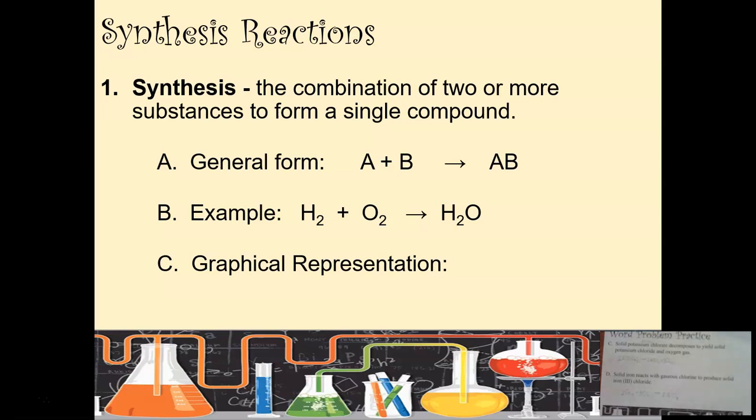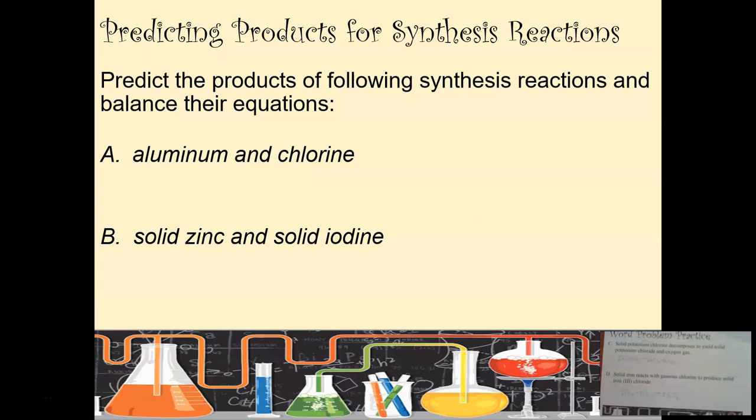It's a combination of 2 or more substances that forms a single compound. It usually looks like this. There will be some element plus some element, and there will always only be 1 product. Example here, hydrogen plus oxygen makes the 1 product of water. And you can draw anything you want to for that graphical representation. However, you can see in your mind 1 plus 1 equals 2. If you want to draw a graphical representation, go ahead and do that. We're going to predict the products of the following synthesis reactions. So we'll see what a synthesis reaction actually looks like. Okay, let's do that.